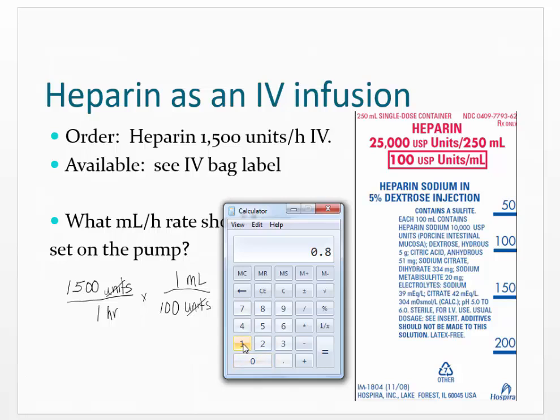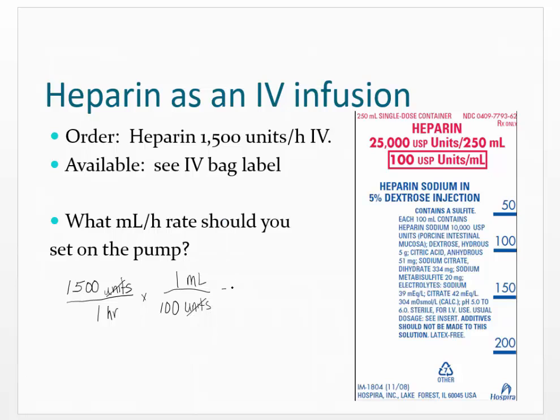On my calculator, I type 1,500 and divide by 100 units per milliliter, and my answer is 15 milliliters per hour. Because this is an IV rate, I would typically round this to tenths if necessary. In this case, I did not have to round. Let's look at one more problem.